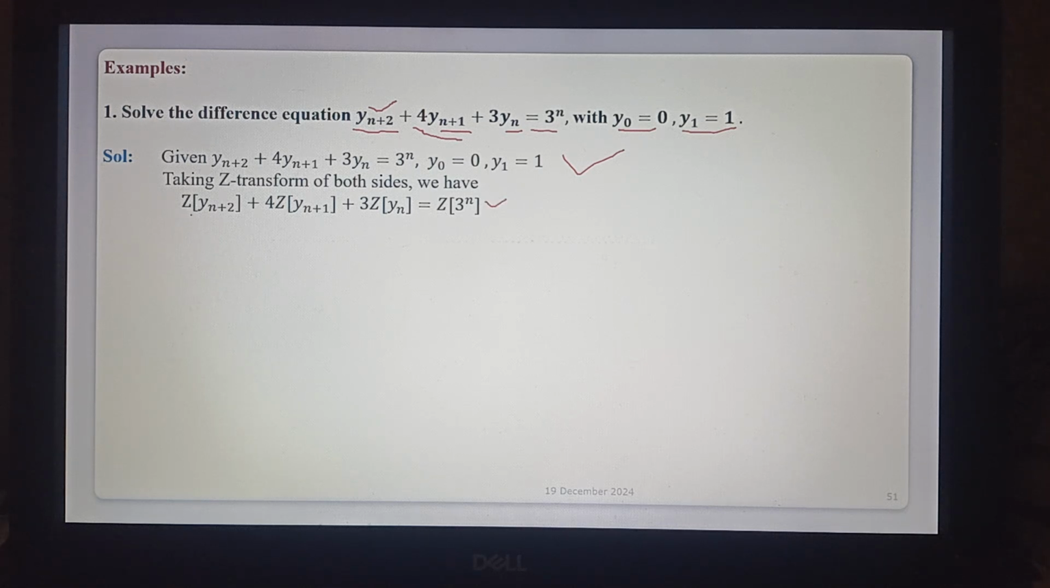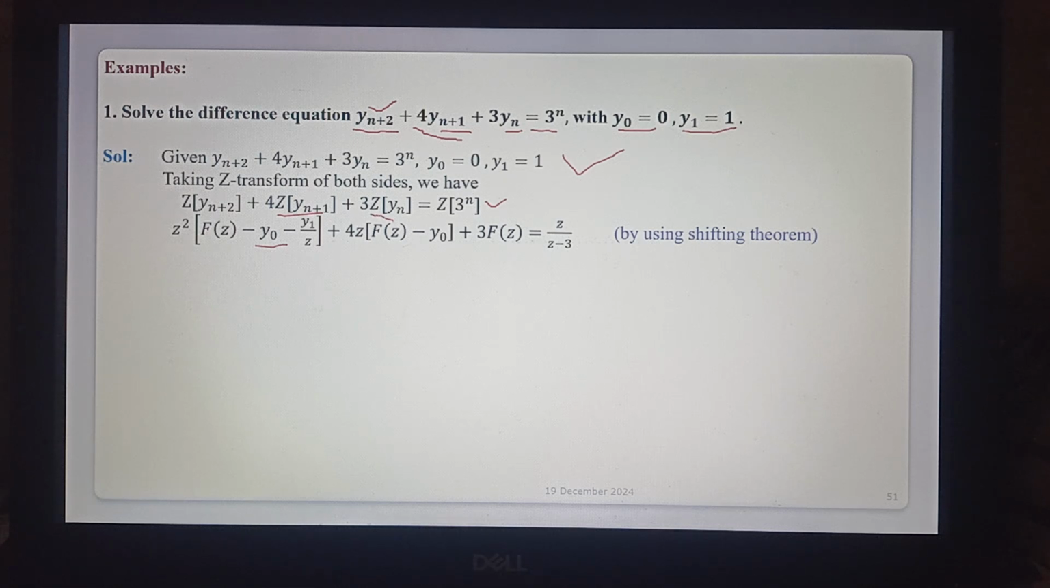The Z transform of y(n+2) we find by using the shifting property, the second shifting theorem of the Z transform. The formula is z squared F(z) minus y0 minus y1 by z. Where the sequence is u(n+k), here in place of u(n) we have y(n), that is, in place of u0 we have y0 and in place of u1 we have y1. So it is z squared F(z) minus y0 minus y1 by z, plus 4 times, the Z transform of y(n+1), k is equal to 1, so z F(z) minus y0, plus 3 times, assuming the Z transform of y(n) is equal to F(z). So that is by using the shifting theorem.